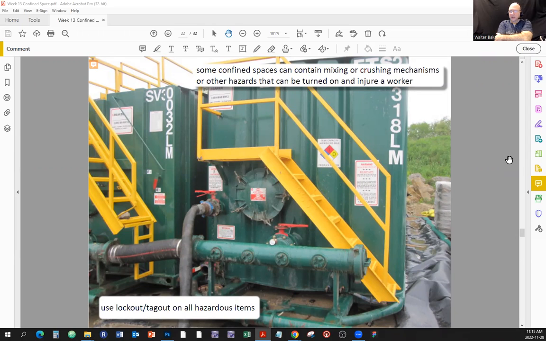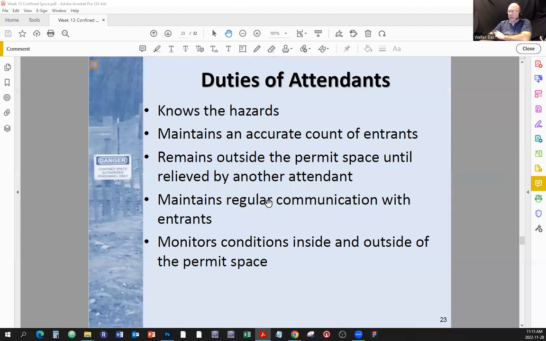So same thing here. It's mechanical equipment, electrical equipment, whatnot. You don't want any surprises while you're inside. Okay, so that's basically what that means, right?